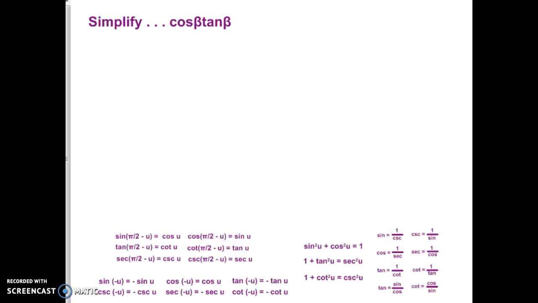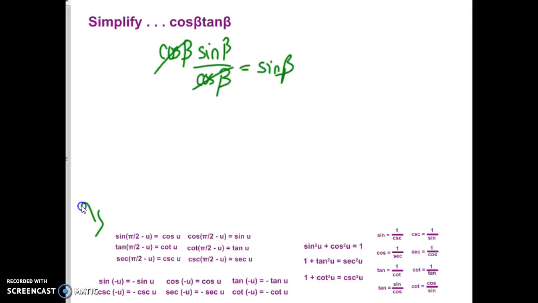So we're going to now simplify cosine beta, tan beta. Beta is just another variable, x, theta, beta, alpha. I just don't want you to get scared when you see different letters. Same identities on your bottom, but I'm going to rewrite it. First thing I'm going to do is rewrite tangent as sine over cosine. You notice how nice it is when you rewrite it? Cancel, and I get sine of beta.